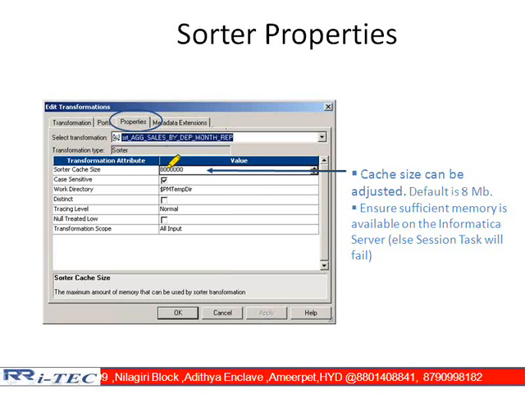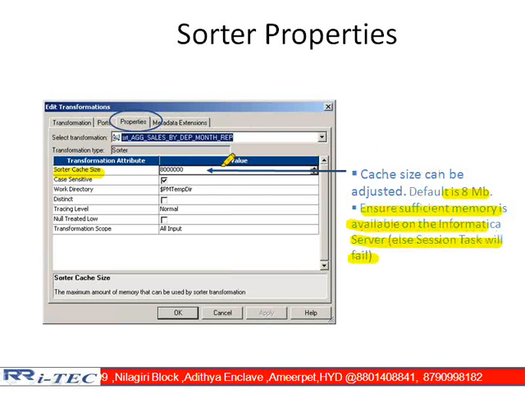Now next one, I said already, the sorting is going to happen within the Informatica machine. In the Informatica machine it has to happen, which means somewhere it has to store the data or not, sir. The location is the sorter cache size. Cache size can be adjusted. Default is what, sir? 8 MB. If you want to increase this further, you can increase it also.